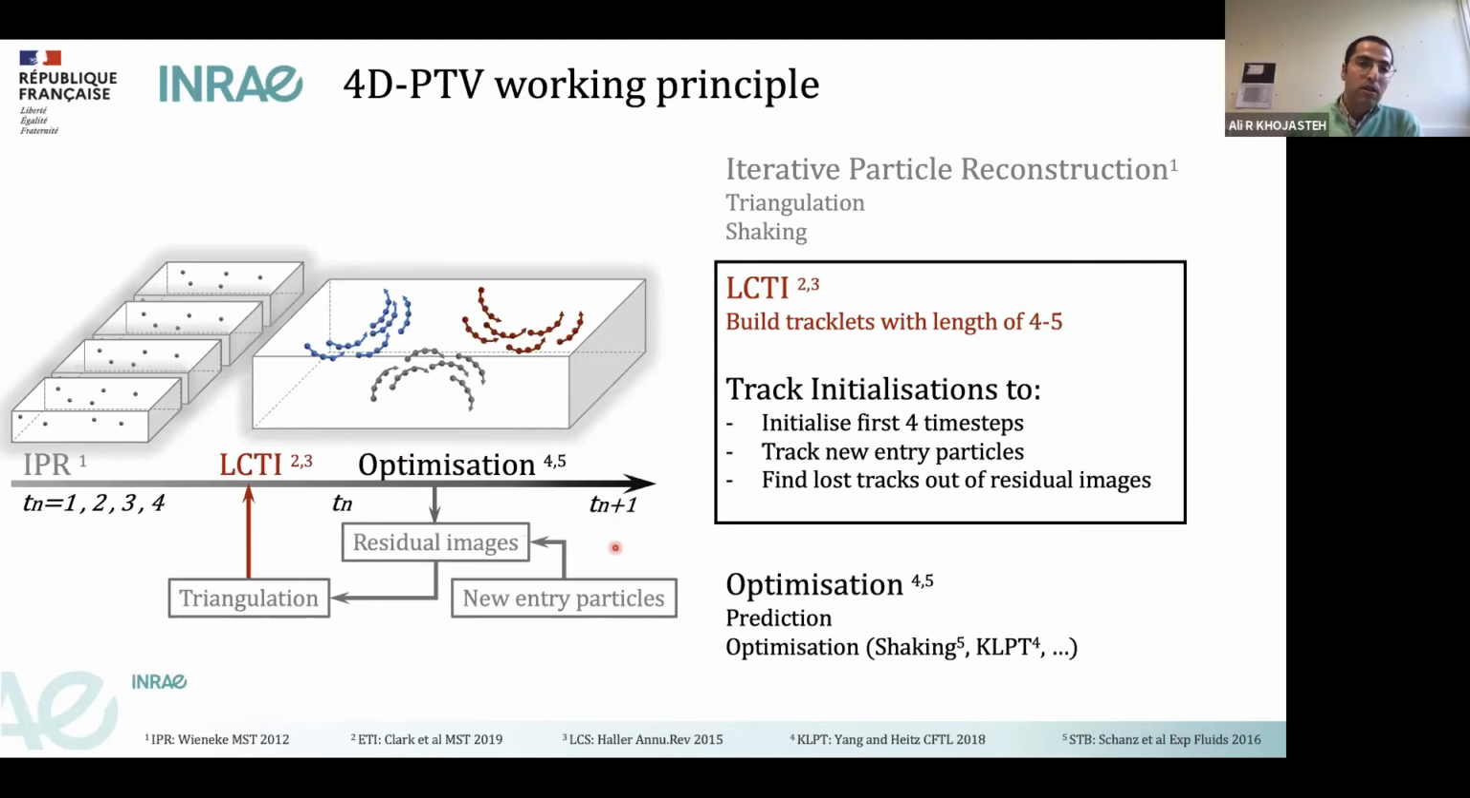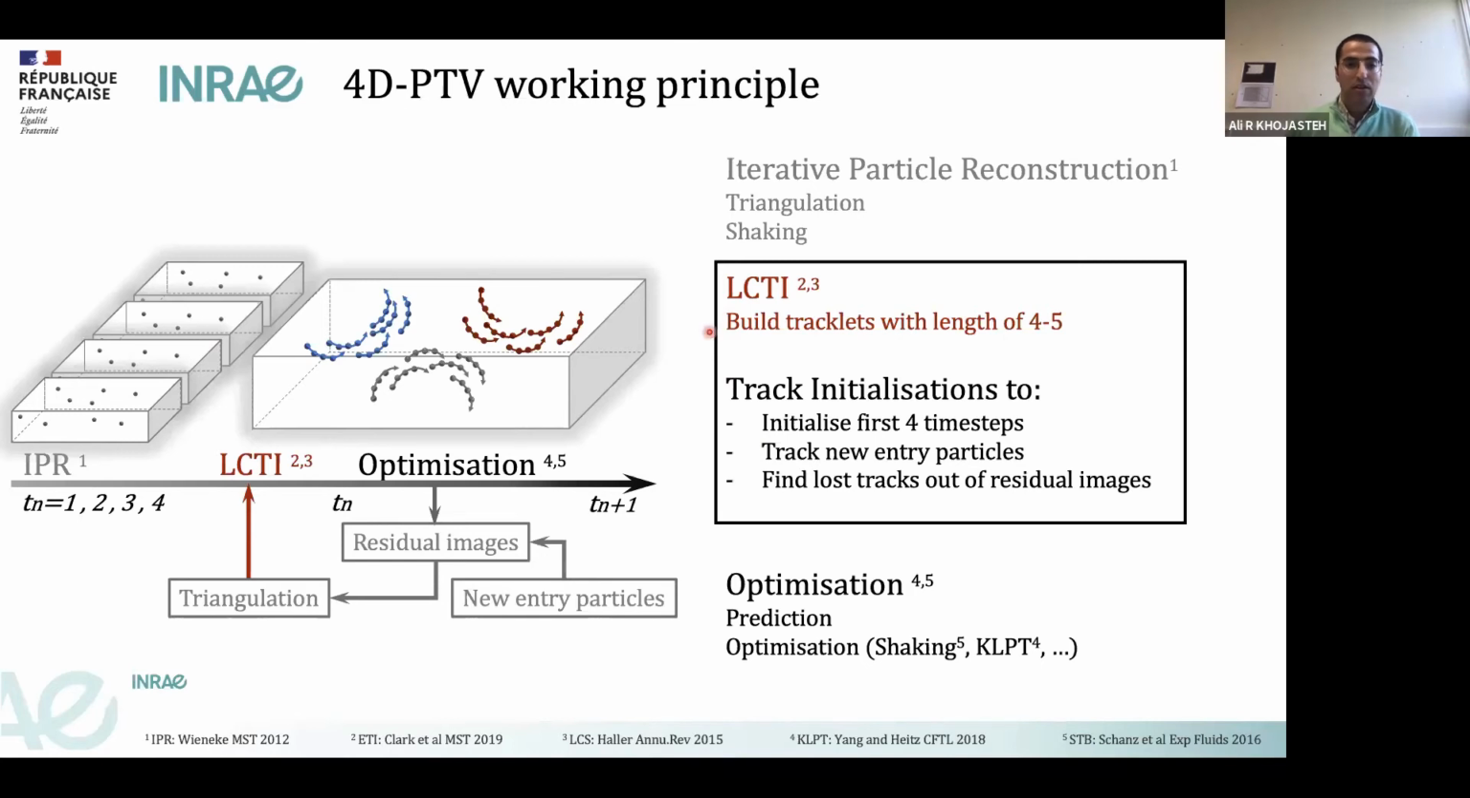During the 4D PTV algorithm, we faced some problems. For example, when you have very low initialization numbers, at the end you won't get convergence. When you cannot reconstruct new interior particles very well, at the end you will have a problem. Or you don't deal with lost particles. So we do have three motivations to improve track initialization. That's why we used LCTI.